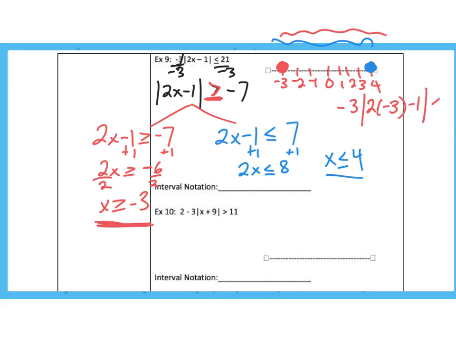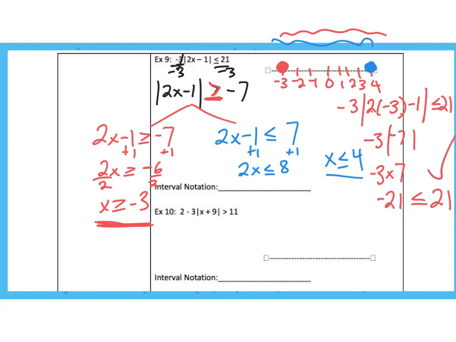Minus 1 is less than or equal to 21. Let's see if that works. So 2 times negative 3 is negative 6, minus 1 is negative 7. So the absolute value of negative 7 times 3, well, the absolute value of negative 7 is a positive 7, which is going to give me a negative 21. Is that less than or equal to 21? Yes, so that one works.